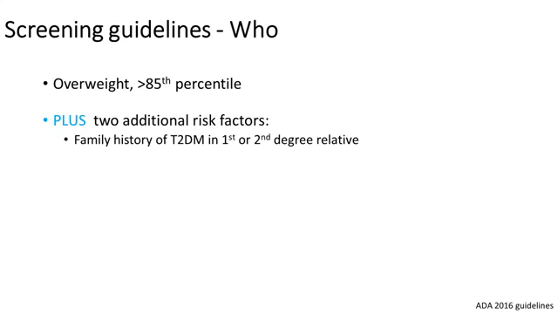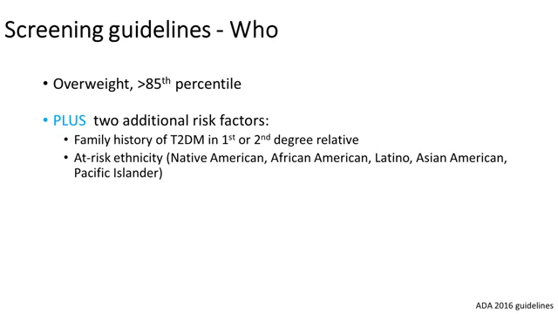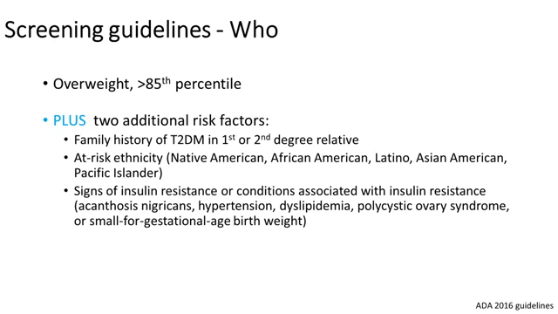These are a family history of type 2 diabetes in a first or second degree relative, an at-risk ethnicity, so Native American, African American, or Latino, and signs of insulin resistance or conditions that may be associated with insulin resistance. A sign that I might see as a clinician on exam might be acanthosis nigricans. Conditions include hypertension, dyslipidemia, or polycystic ovarian syndrome, which are also concerning signs of insulin resistance.